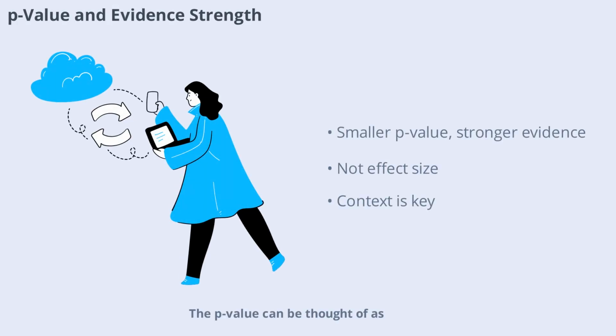A p-value can be thought of as a measure of evidence against the null hypothesis. The smaller the p-value, the stronger the evidence against the null. However, it's not a direct measure of the size or importance of an effect. It's simply a tool to help us decide whether our data are surprising under the null hypothesis. Always interpret p-values in the context of the study and other supporting evidence.